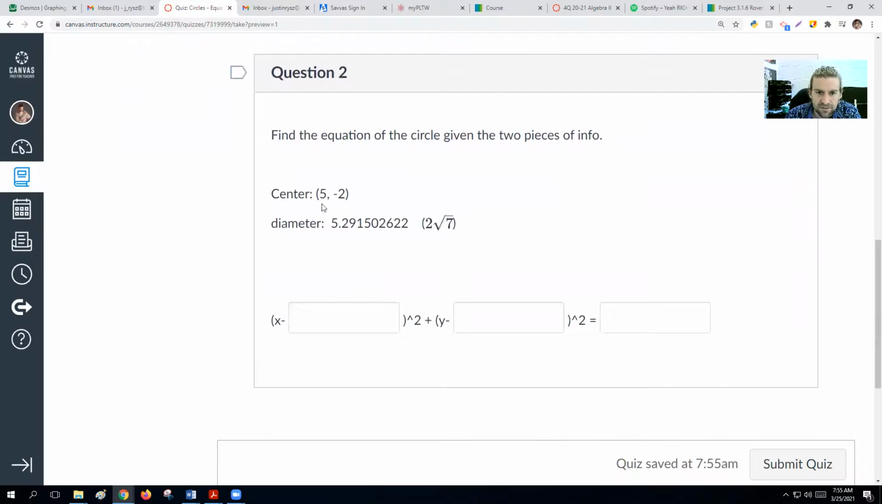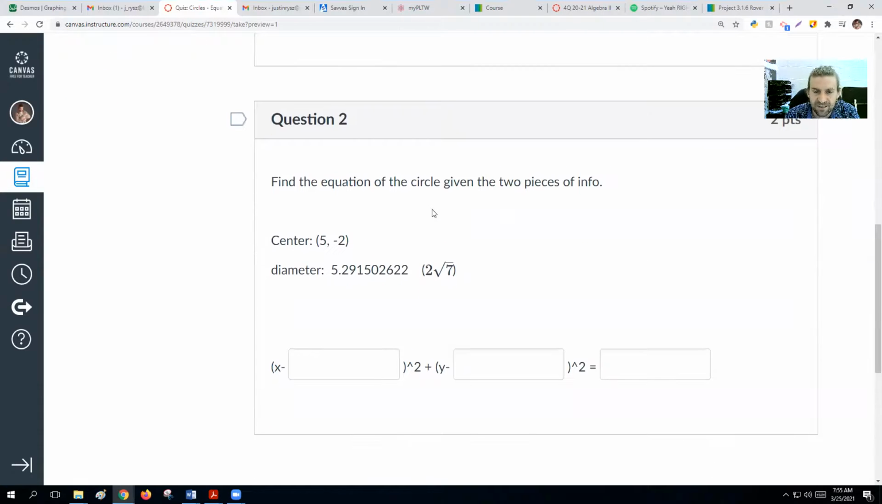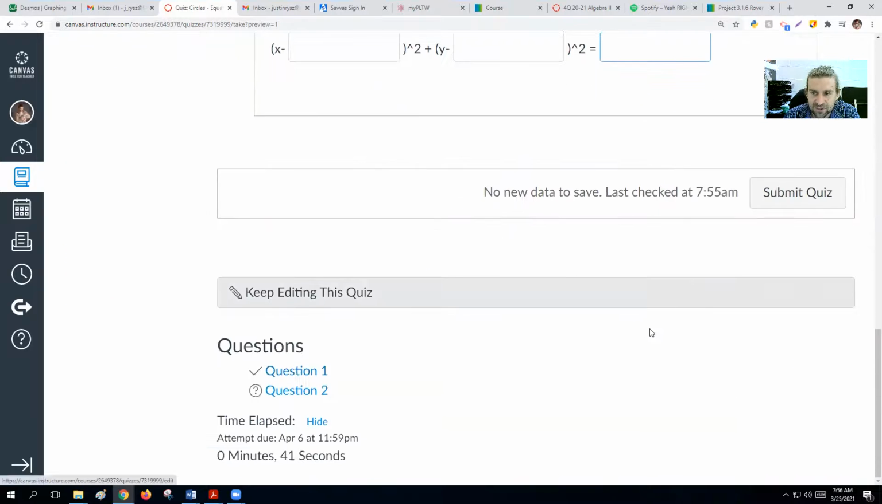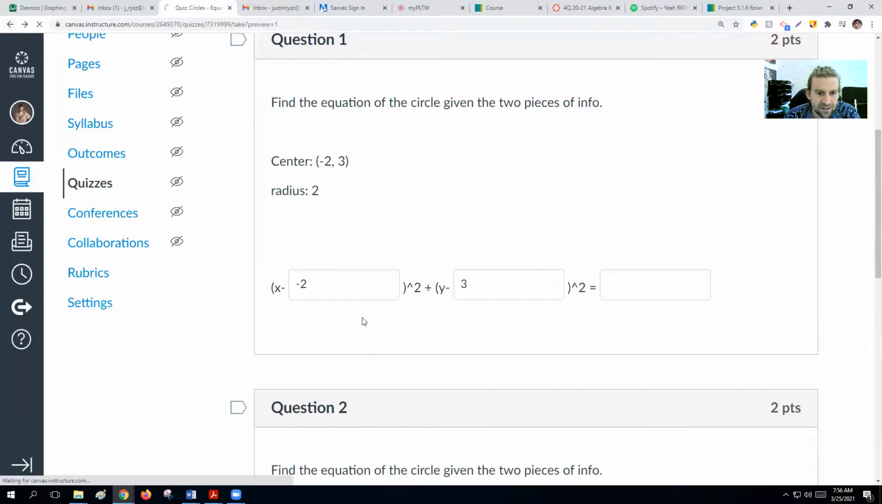Same thing here. They tell us the center. Now, the diameter is 2 radical 7. Cut it in half to get the radius, and then square that number to get r squared. It will come out nice. So for those two questions, just check to see if you got them right.